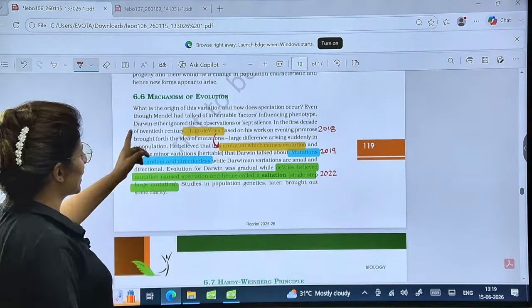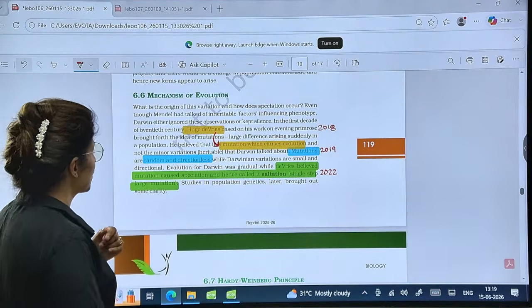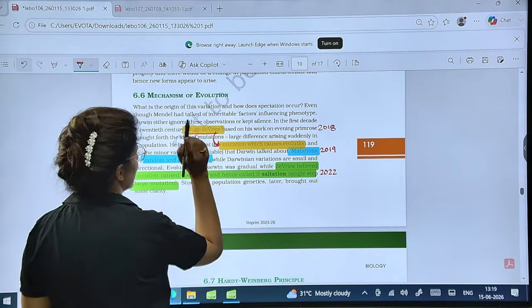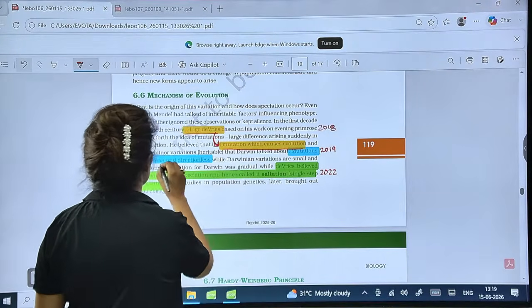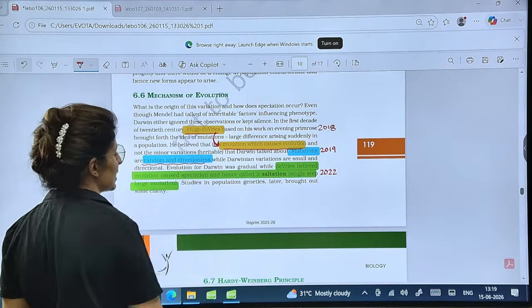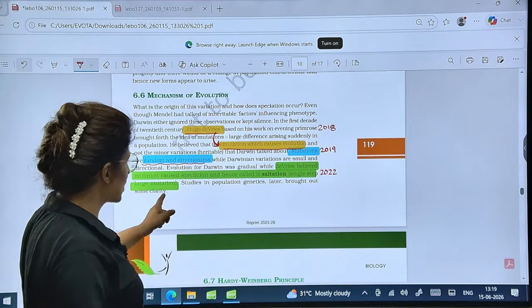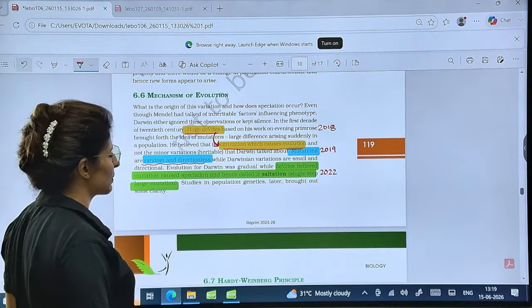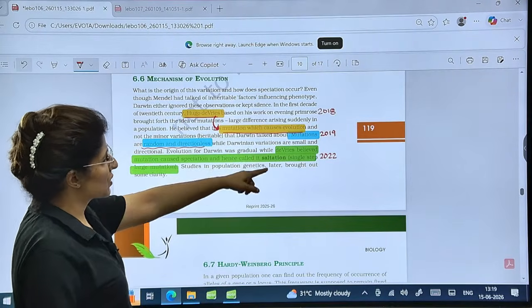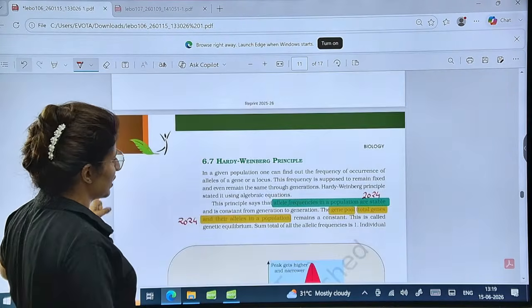Now talking about the mechanism of evolution. Mechanism of evolution was explained by Hugo de Vries, and according to him, mutation leads to evolution and mutations are random and directionless. De Vries believed that mutation caused speciation and hence leads to saltation, single step large mutation. So see, these questions also come up in different years.